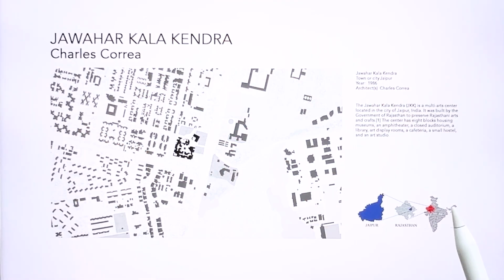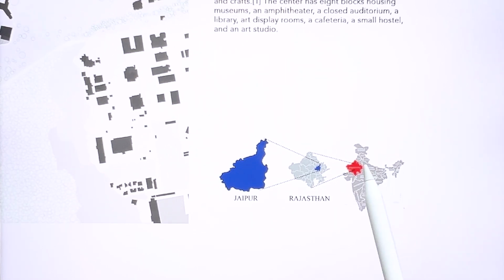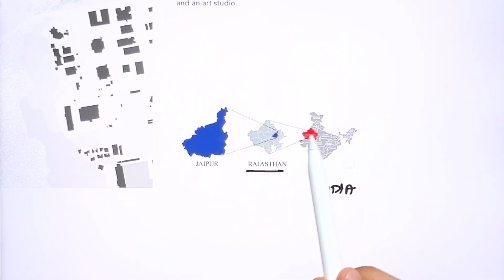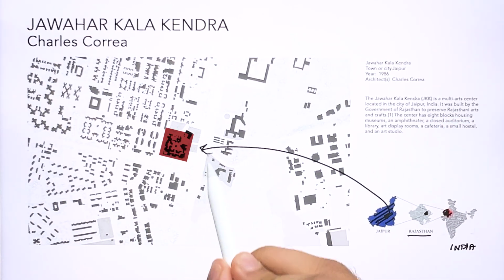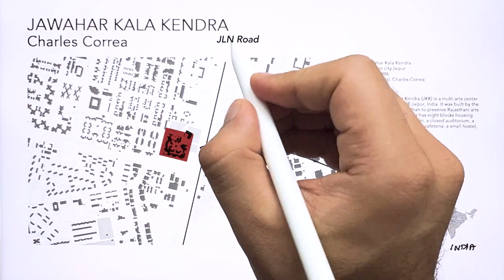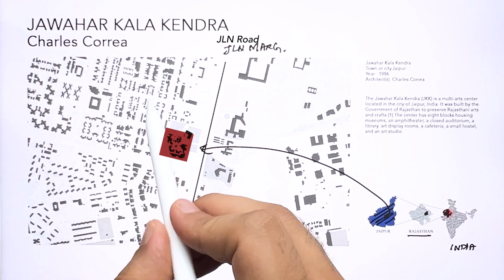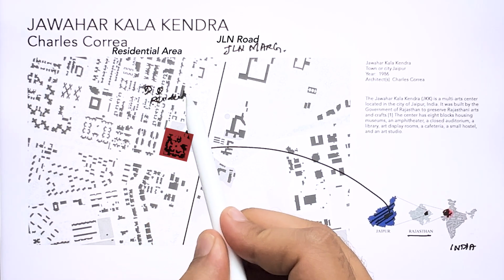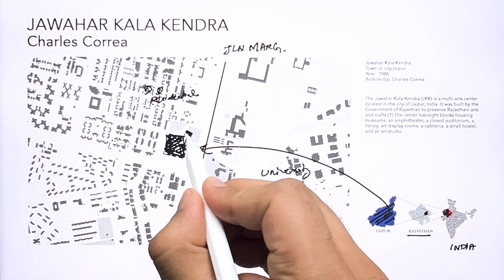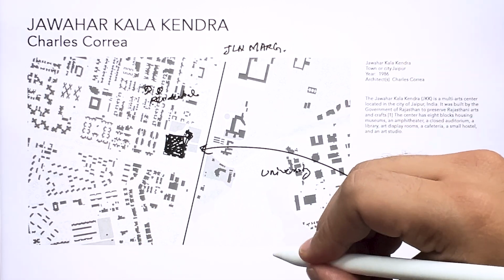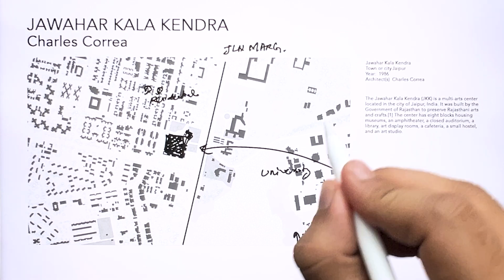So let's look at the site plan quickly to understand the context of the building. This is the map of the India and here Jaipur is in the Rajasthan. In Jaipur, the Jawahar Kala Kendra is located somewhere here. The front road is the JLN road and the back side of the JKK, there is a residential area. In front of it, there is a Rajasthan University. The place is easily accessible for the nearby residents as well as the students from the university. And JLN Road is the main road that connects the people from Jaipur from one end to the another.